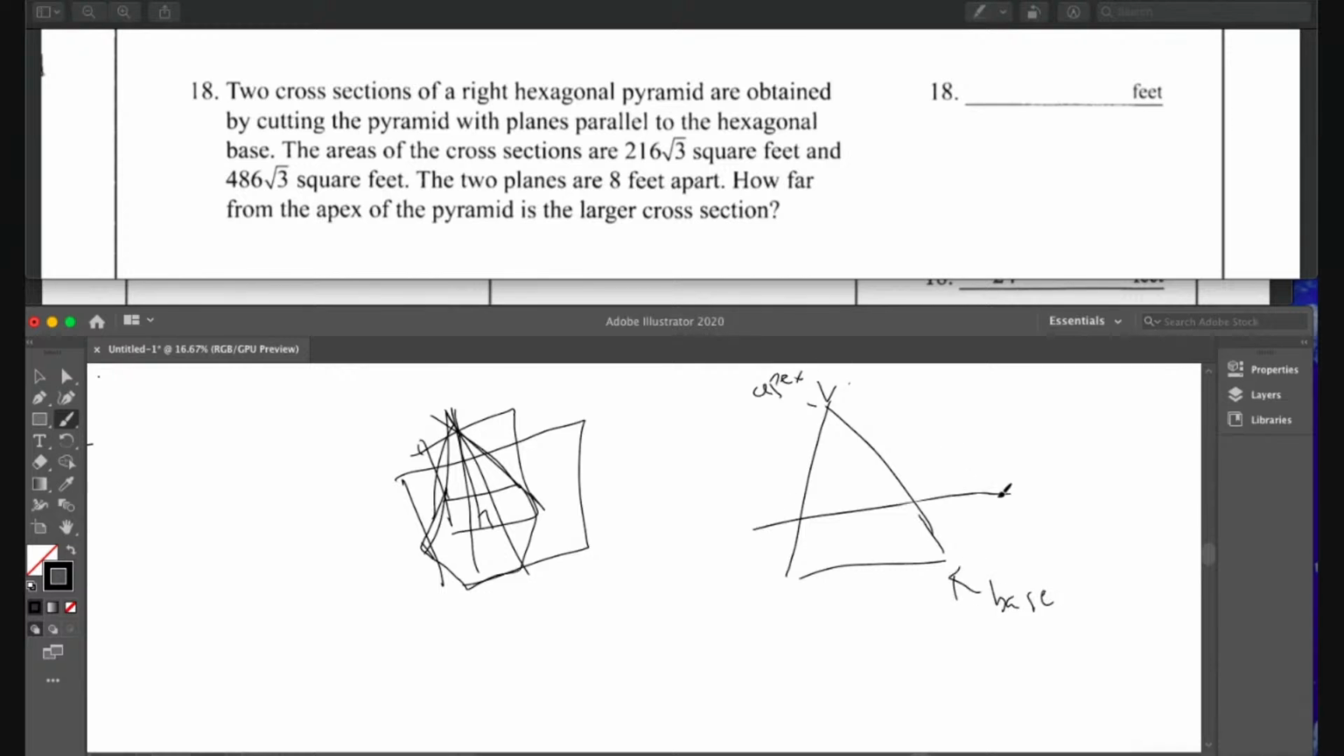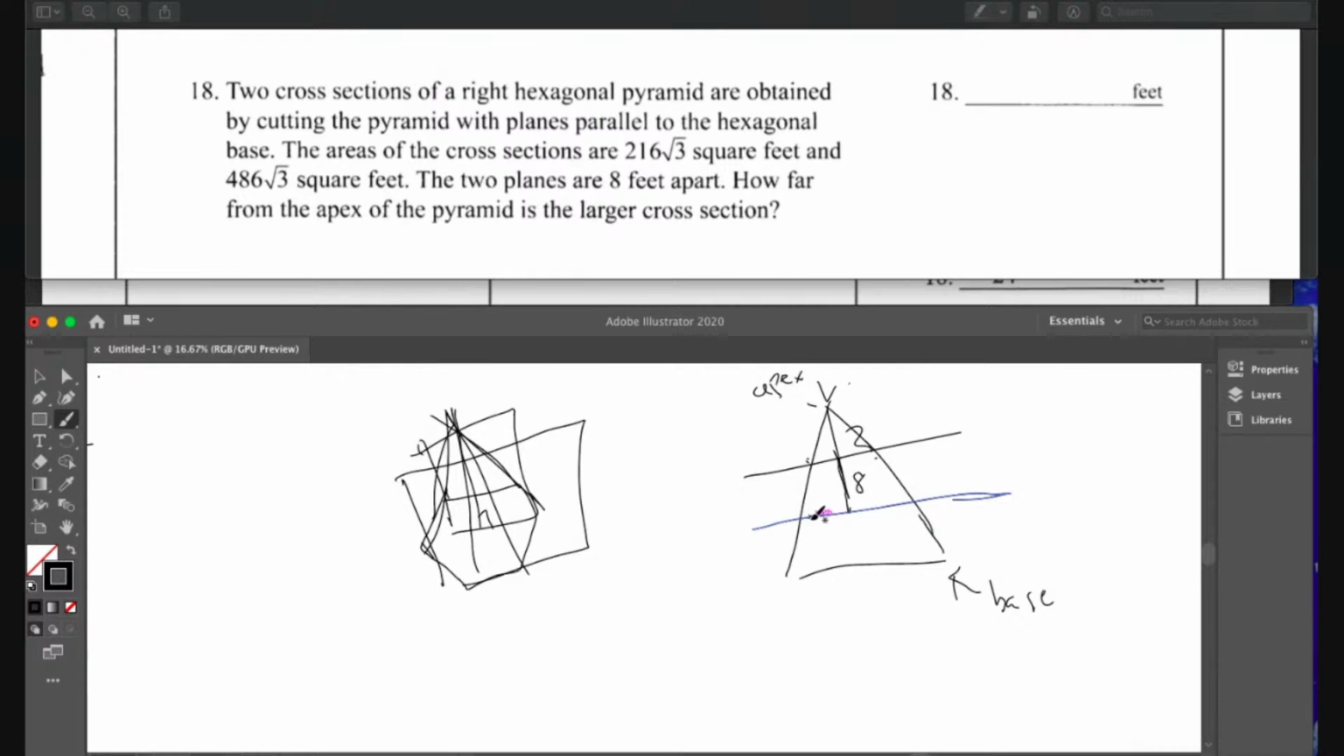And then one of my planes is going to cut through here, and one of my planes is going to cut through here. And then this is going to be 8 feet apart, and I want to know what this total distance is. This is a good way to look at it because we get the 8 feet between the planes and we also see what we're trying to go for. And then you know what the area of this hexagon is, and you know what the area of this hexagon is.